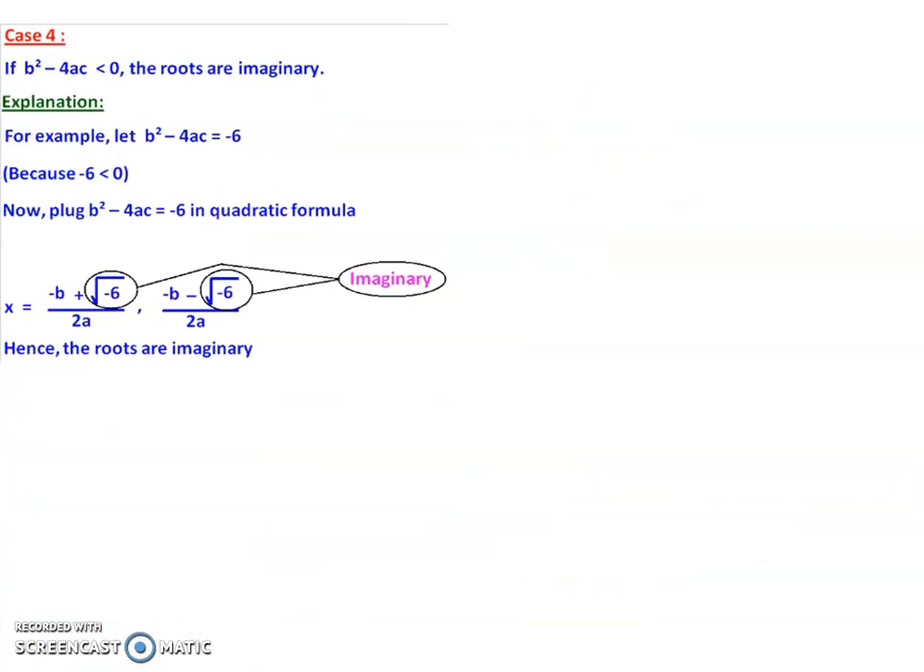If b square minus 4ac is less than 0, what is less than 0? I told you it is a negative number. Can you find the square root of a negative number? Till now, you didn't learn how to find the square root of a negative number. So, you will conclude that there are no real roots for this type of quadratic equation. So, you will write it like that itself. There are no real roots for the quadratic equations, or the roots are imaginary.